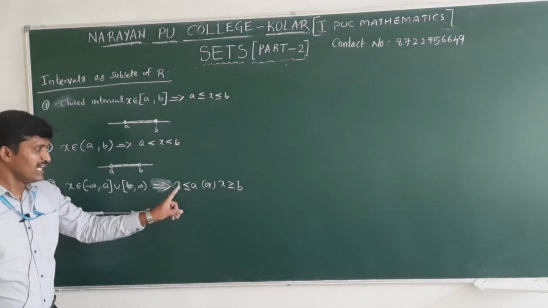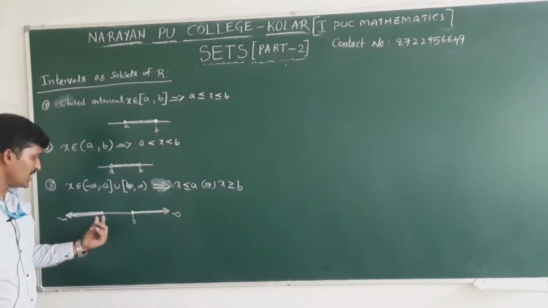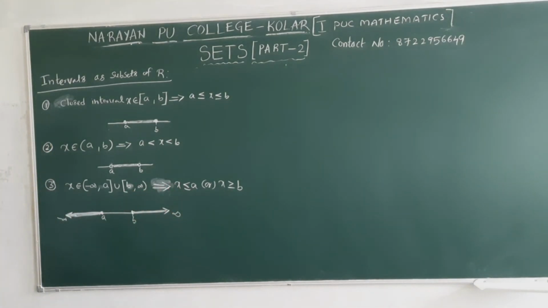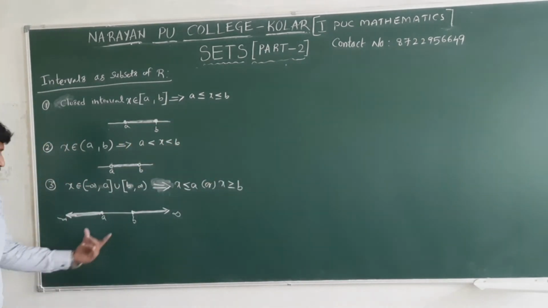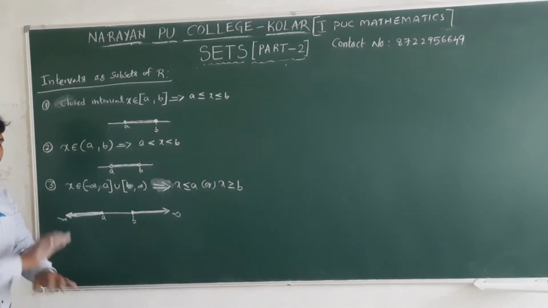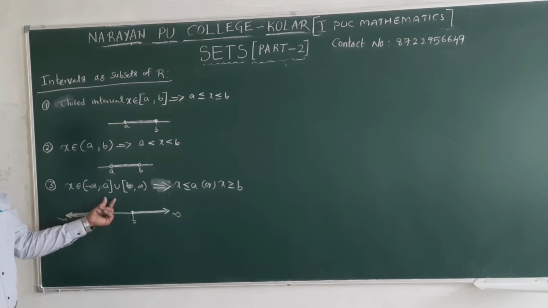All I have taken is x less than or equal to a, equality and less than a, left side; x equal to b and greater than b, right side. I am not taking anything in between a and b. For this interval, we are not taking any x value between a and b.